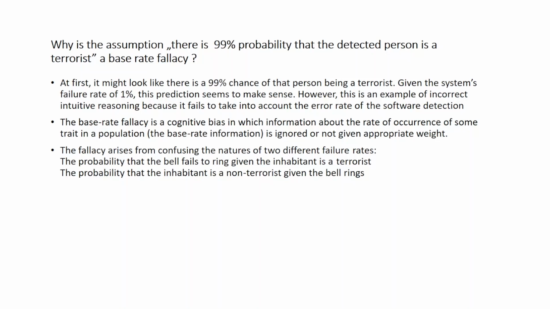So why does this fallacy arise? It arises from confusing the nature of two different failure rates: the probability to fail to ring given that the inhabitant is a terrorist, and the probability that the inhabitant is a non-terrorist given that the bell rings. How is that?